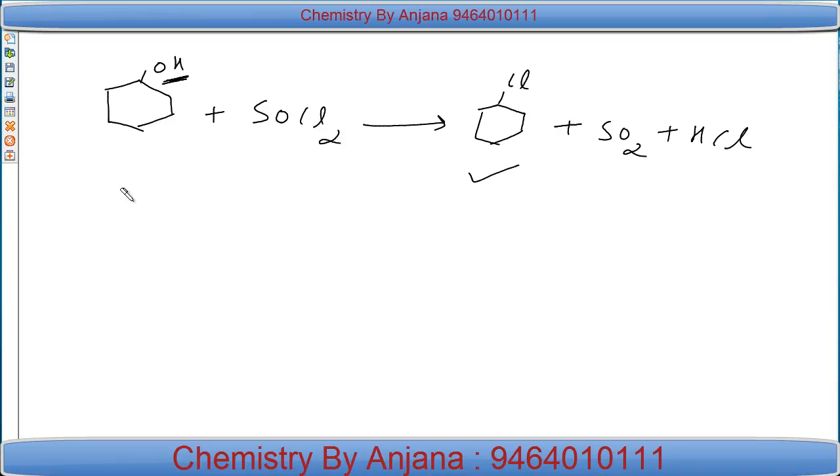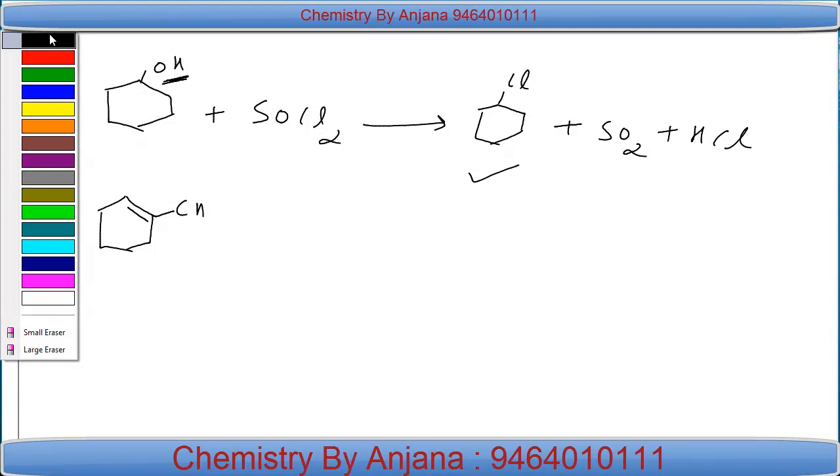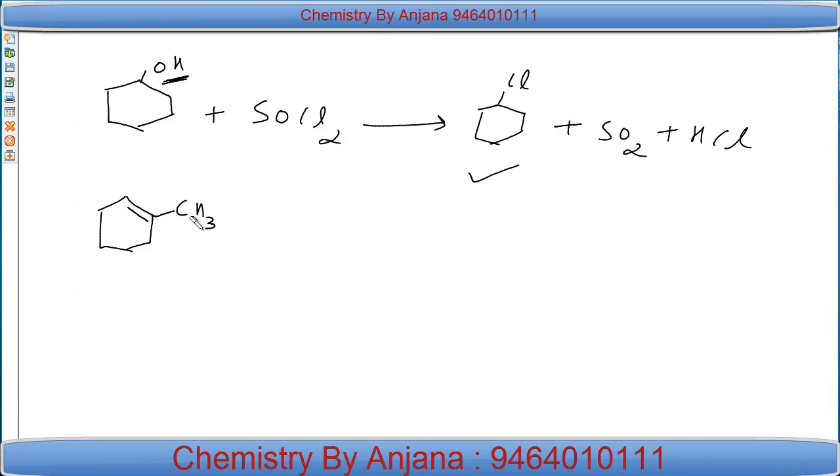Now suppose we receive another reaction like this. I'm drawing cyclohexene, and this cyclohexene is with CH3, I'm sorry, not CH2, it is CH3. इसके साथ if I add HI, what happens to the product?